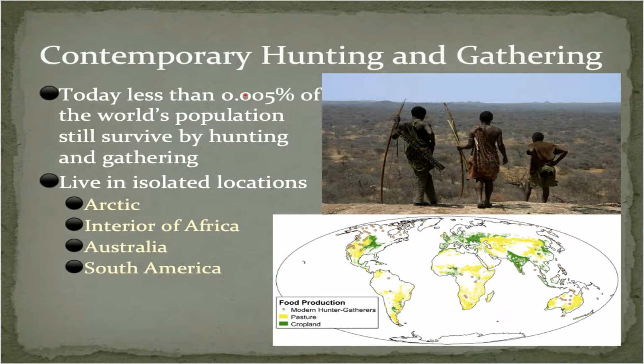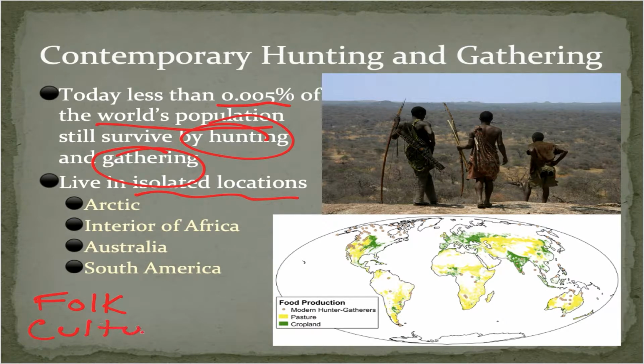Agriculture has had such a lasting impact on human lifestyle that today only a minute fraction of the world's population lives by hunting and gathering, and we can see that it is usually in isolated locations. So we're going to see a lot of folk culture, as we might review it, in these regions, which leads to this more traditional lifestyle.